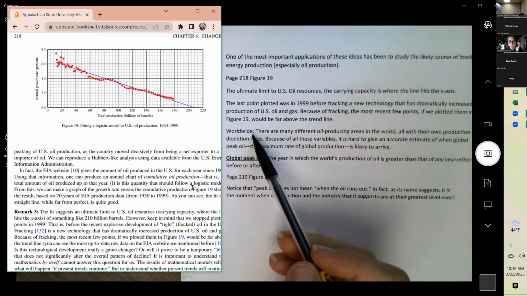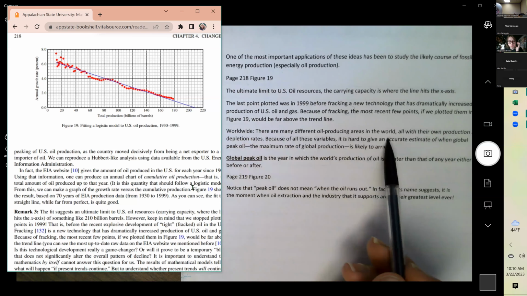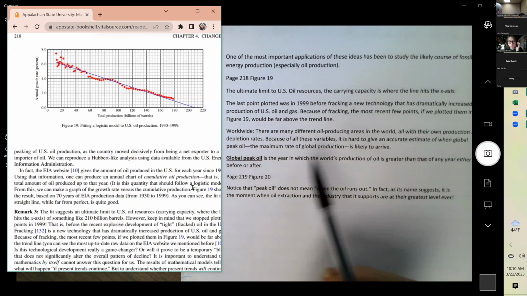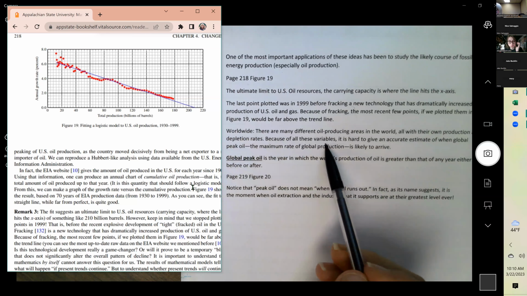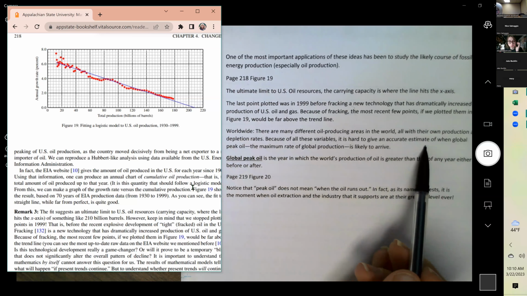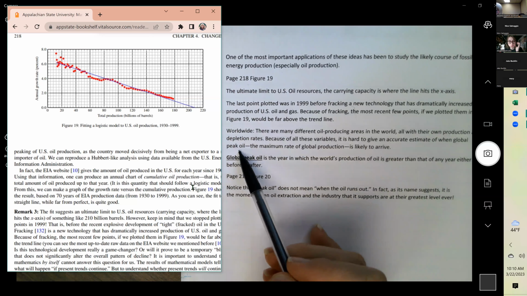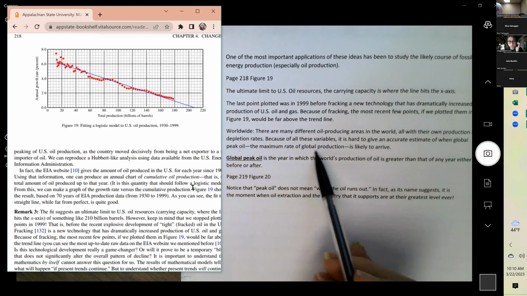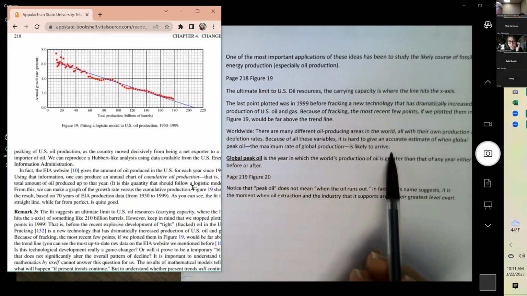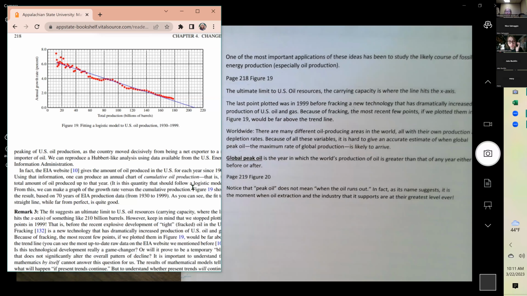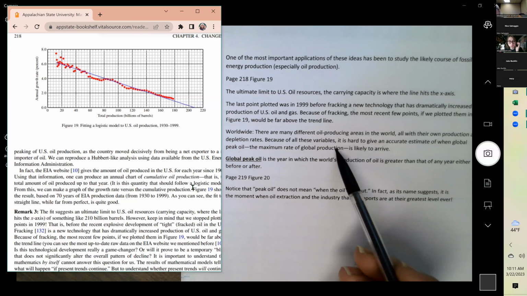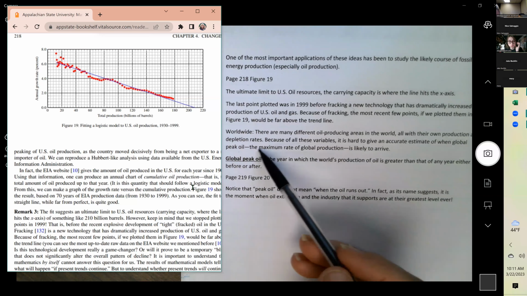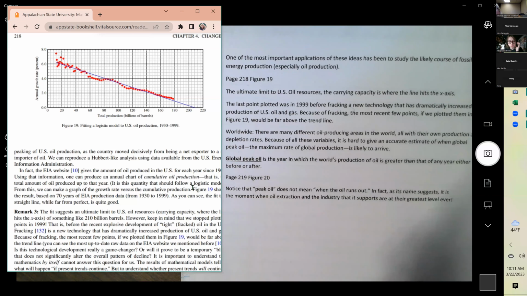Worldwide, there are many different oil producing areas in the world, all with their own production and depletion rates. Because of all these variables, it's hard to give an accurate estimate of when global peak oil, the maximum rate of global production, is likely to happen. And so we can find our values and when our peak will be, but other countries have different types of mining. Some of them don't have oil, but those that do have different types of production. And so to try and say one globally, it's hard to say.